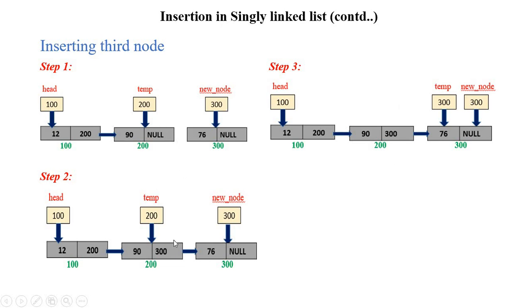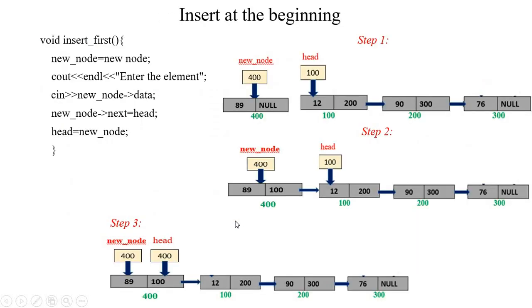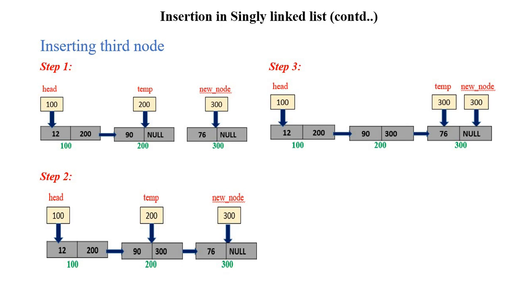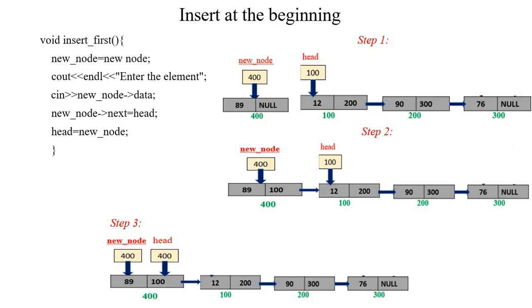Okay, so in step 2 I have created a link. What is the next step? Obviously I have to shift temp to the next position. So now the temp value should be updated as 300. Where is 300 available? Here. So I'm giving temp is equal to 300. So how to insert a node?